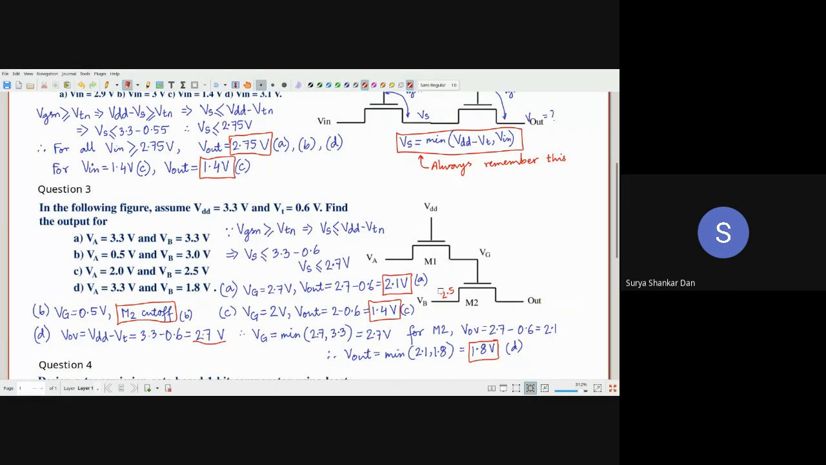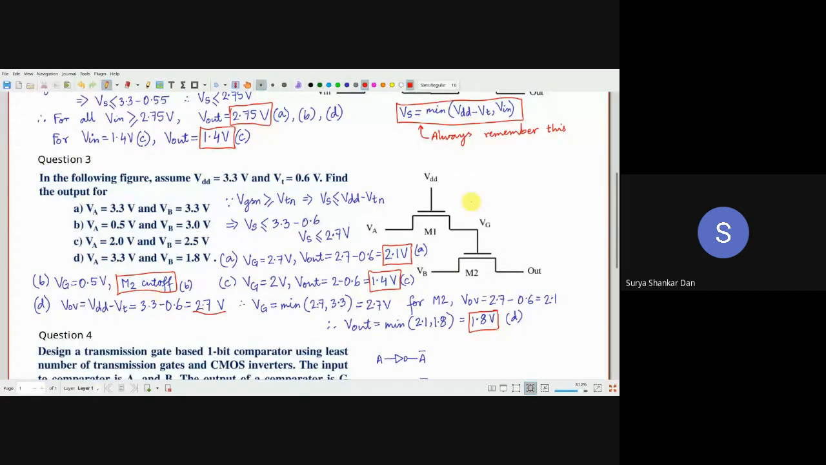I do not know why we are doing such problems. Okay, question number 3D. समझ में आ रहा है ना? ये बहुत बहुत आसान है. अच्छा, फिर से VA is 3.3, VDD is 3.3, VOV is 2.7. Minimum of these two, VG will be 2.7. Okay, जैसे मैंने लिखा है.